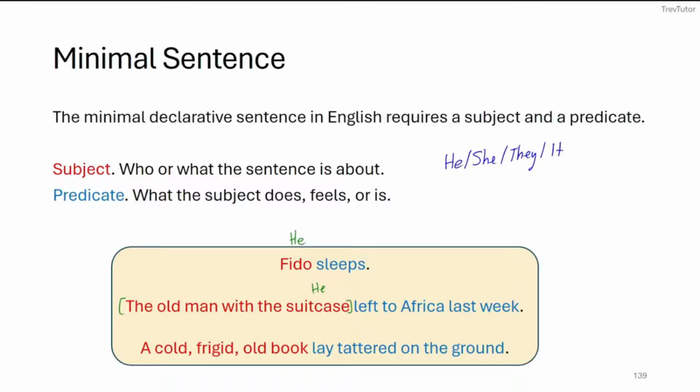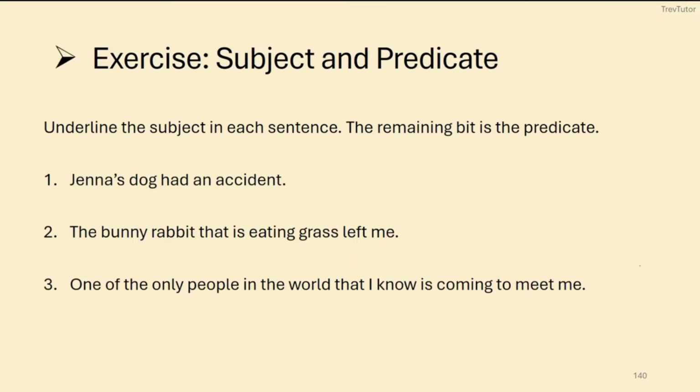In the third one, a cold, frigid old book lay tattered on the ground. We can replace this whole subject here with a word like it. It lay tattered on the ground, and lay tattered on the ground is the predicate that's describing what the cold, frigid old book is doing. So what this means is that if we want to create a sentence, we at the very least can split it up into subject and predicate. These are separate things, and we'll keep them separate in our tree structures.